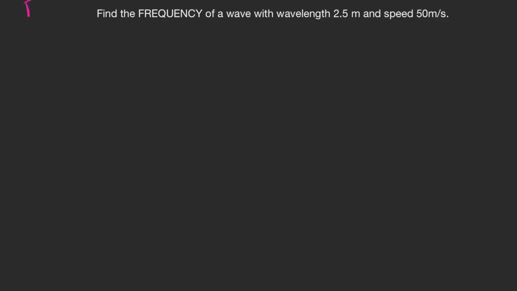So now, since we have each of the components and we know what they mean, let's put it together and do some math. Using the equation wave speed equals frequency times wavelength, let's solve this problem. Find the frequency of a wave with wavelength 2.5 meters and speed 50 meters per second. First, you want to look at the components that you have, which is wavelength 2.5 meters and speed, which is 50 meters per second. So you are looking for frequency.